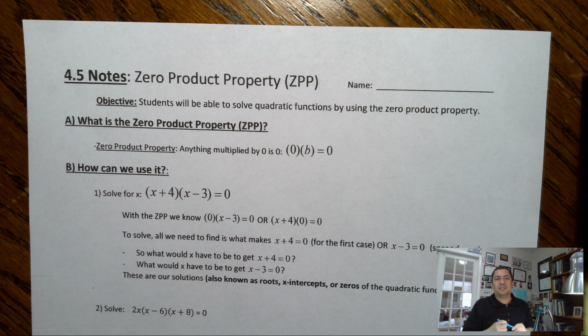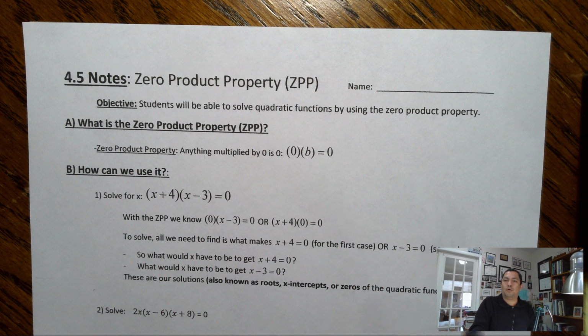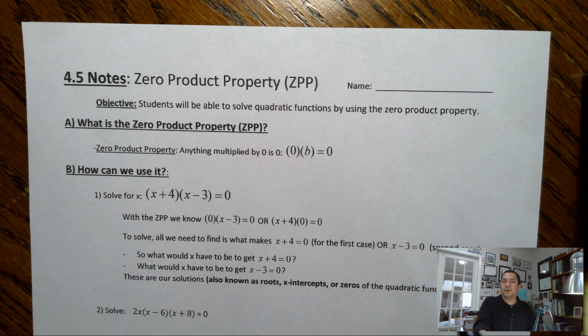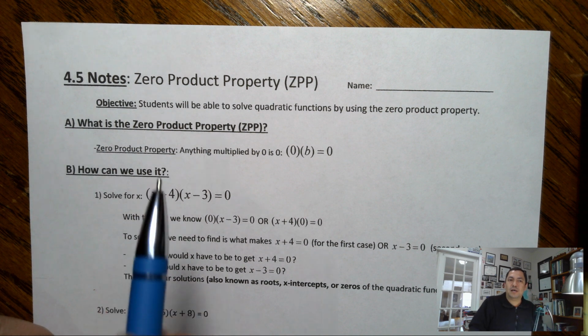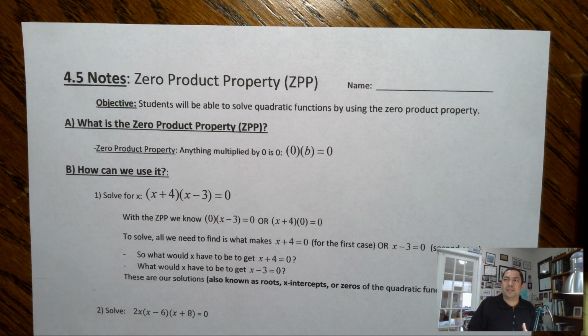Today's topic is the zero product property, which you can find in your textbook in section 4.5 on quadratic equations. The zero product property allows us to split two factors and equal them to zero. It says that if the product of two or more factors is zero, then one of those factors must be zero.